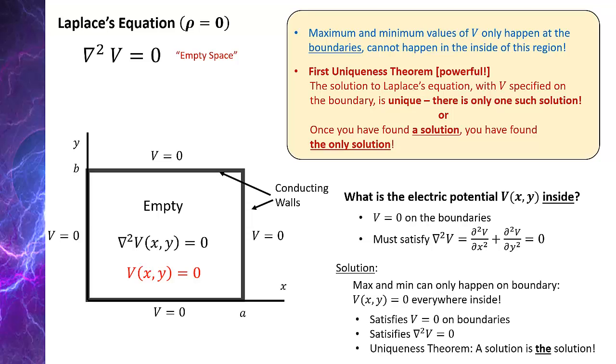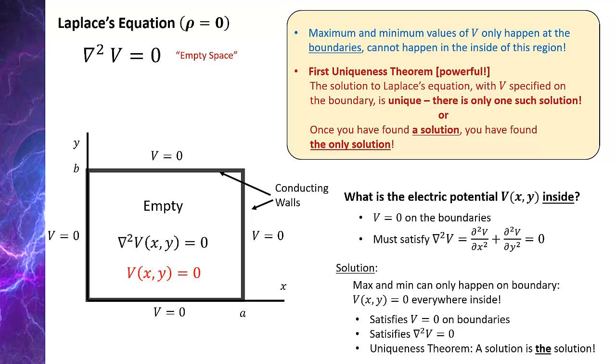Well, we can just check. It satisfies the boundary conditions, and it also satisfies the requirement that the Laplacian is 0. The Laplacian of 0 is 0 everywhere inside. And so, indeed, it satisfies those two. By the uniqueness theorem, a solution is the solution. So this is the solution inside the box. It certainly seems a little bit quick and a little bit too slick, but it turns out that is indeed what the solution is inside the box. The electric potential is 0 everywhere inside.